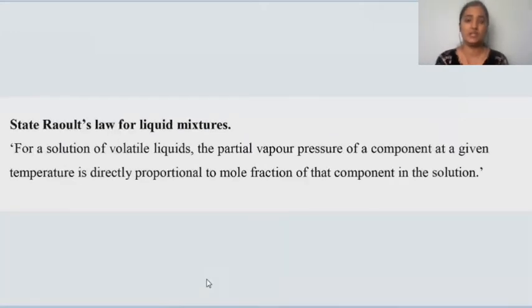The next question is to state Raoult's law for liquid mixtures. Here we are talking about a solute mixed with a solvent, where the solute as well as the solvent are in the liquid state itself. And here we are talking about the solubility of a liquid in a liquid.